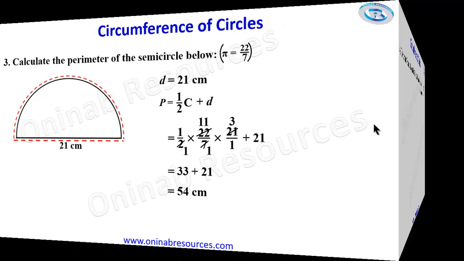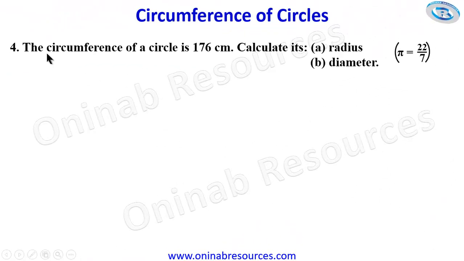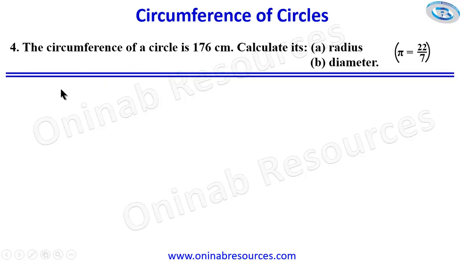We then go to problem 4. For problem 4, the circumference of a circle is 176 centimeters. Calculate its A, radius, B, diameter. We're taking pi to be 22 over 7. From here, we are given the circumference to be 176 centimeters. We have to calculate the radius. What we do is to get the formula for circumference, substitute in the value of the circumference and pi to enable us calculate the radius.